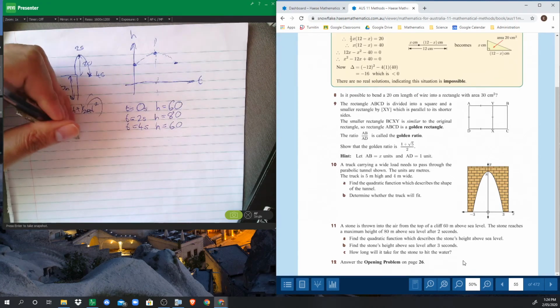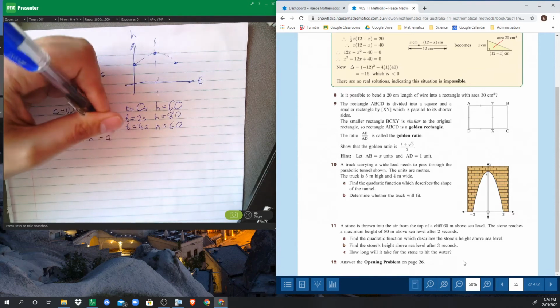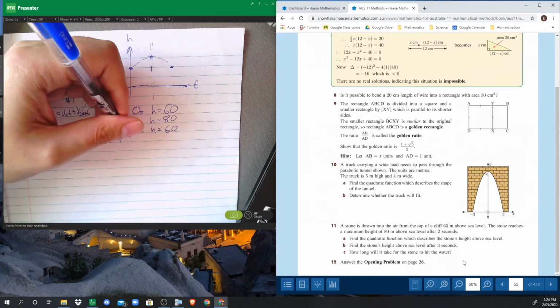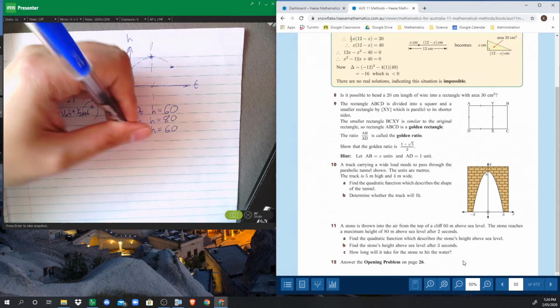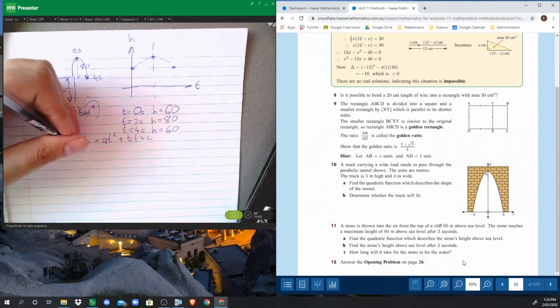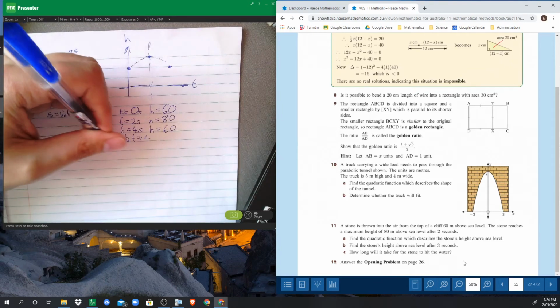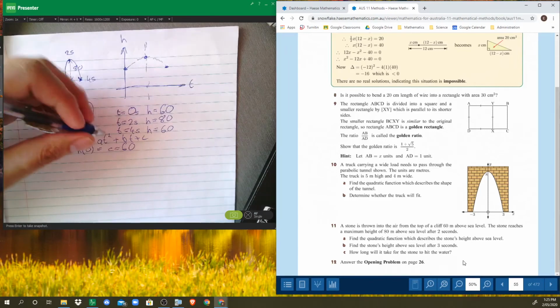So if we just talk about a general quadratic, we'd come up with height equals a t squared plus b t plus c. When time equals 0, then c equals 60. So we've actually solved one variable.